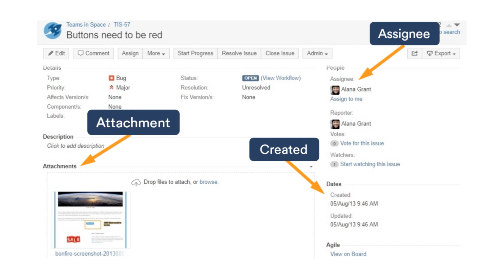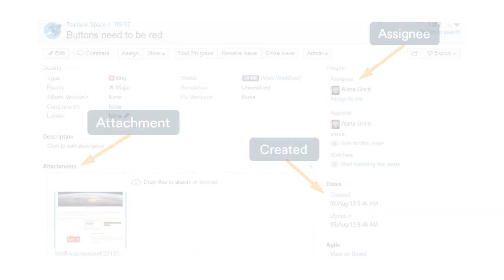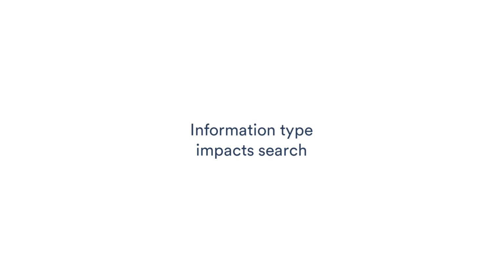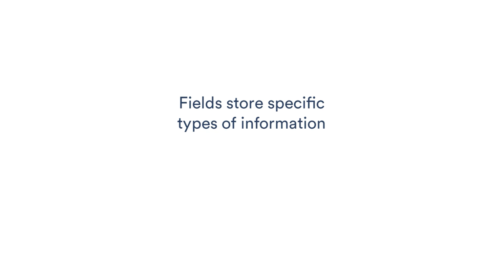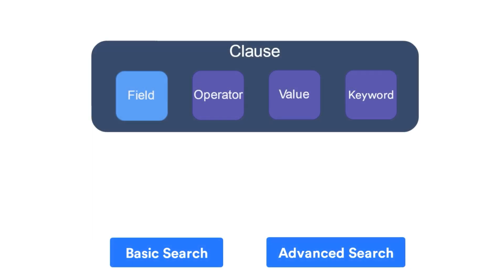Bear in mind that different fields can store different types of information. For example, the created field stores dates, and the attachment field stores files like images and documents. I bring this up because the information type of a field impacts how you search it. For example, you don't use an equal sign to search the attachment field because that information type takes a different approach to equivalency: the use of the operator is. We don't need to get into those details now, though. At this point, it's enough to understand that fields store specific types of information, and the type of information impacts how you search. Let's see examples of basic or advanced searches that use fields.